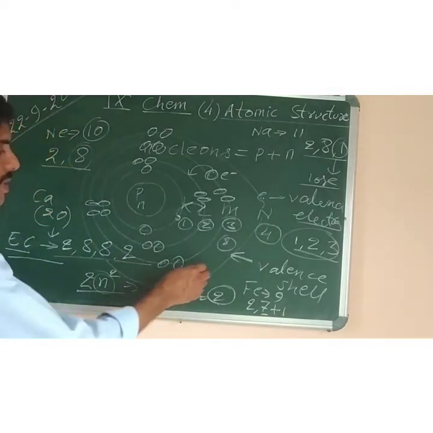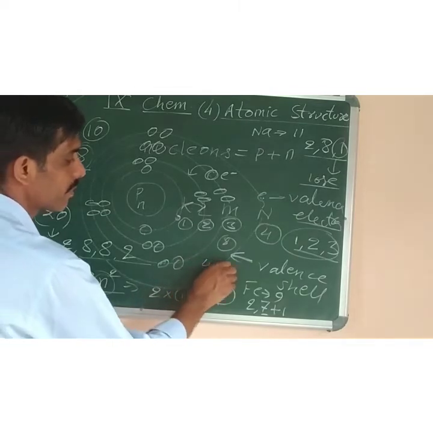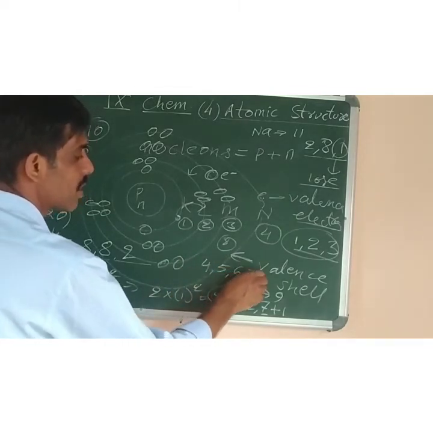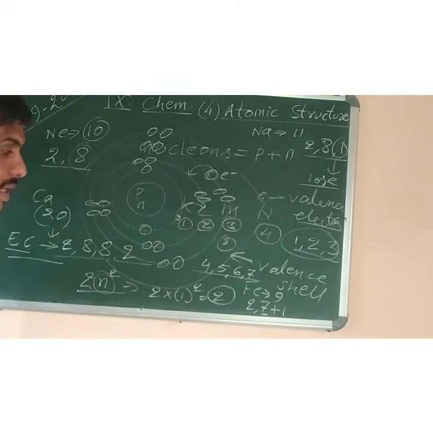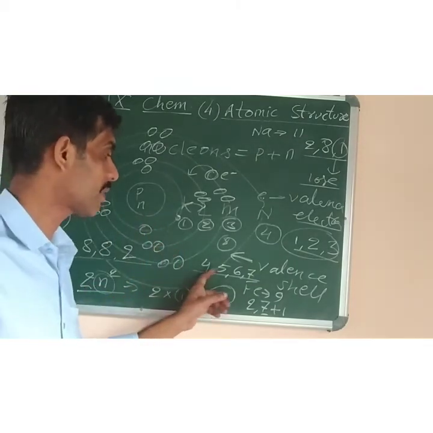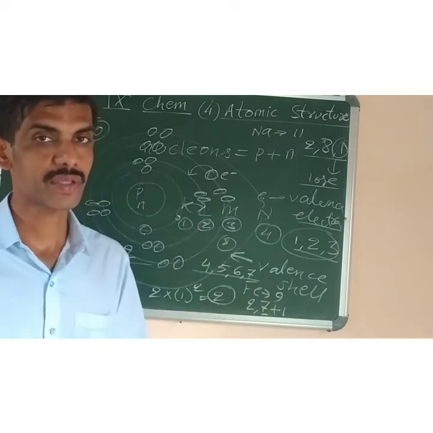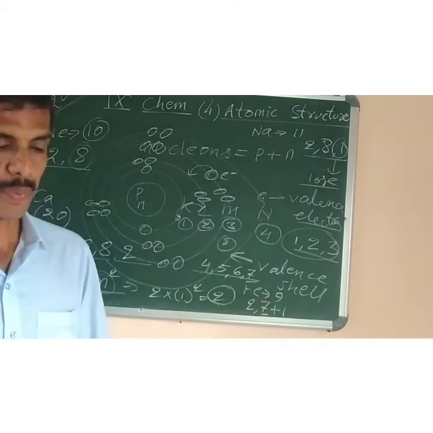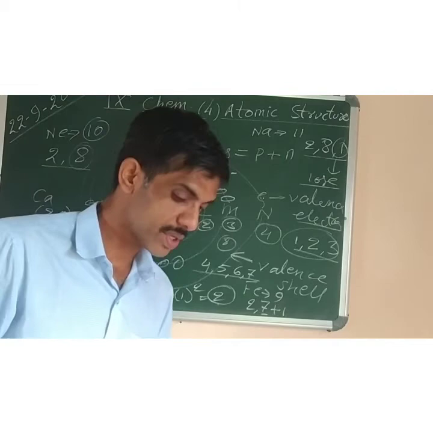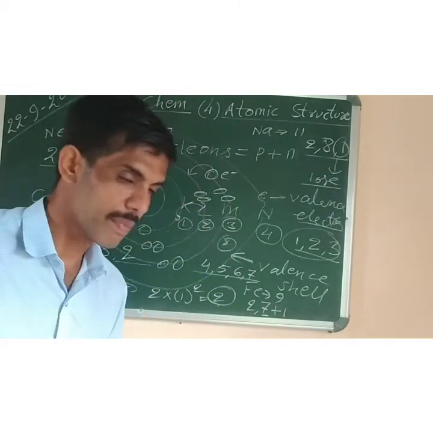If the number of electrons in the valence shell is 4, 5, 6 or 7, such elements which have 4, 5, 6 or 7 electrons in the valence shell, they can gain electrons and they are said to be non-metals. Okay. Then we have to study about atomic number and mass number next.